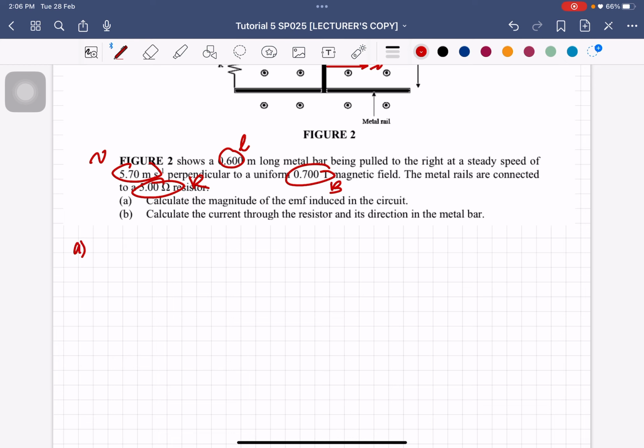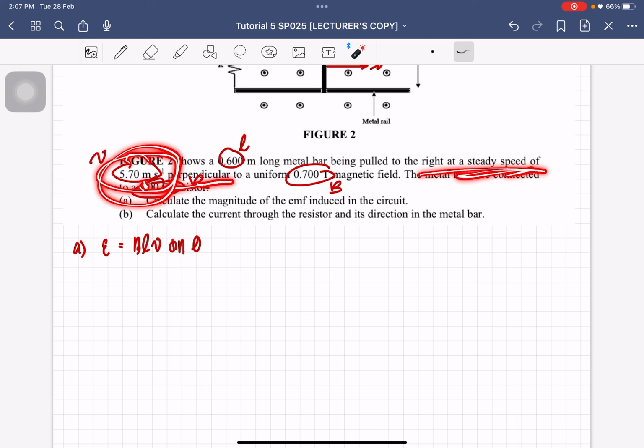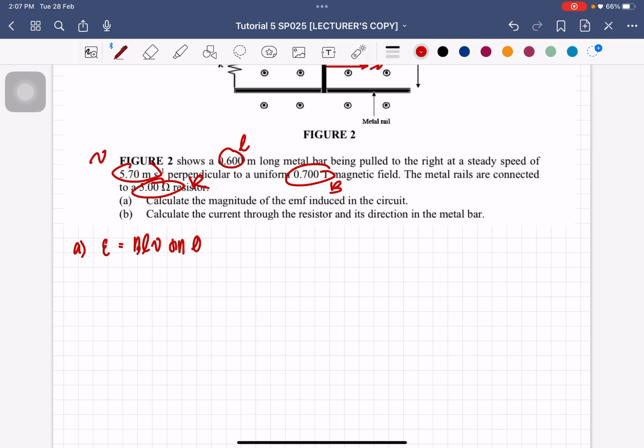Again, whenever they ask for induced EMF and you have velocity, we are going to use this equation here. So we have B, we have L, we have V. Now, what is the angle between B and V? So sekarang the question actually mentioned the angle. Dia cakap di sini, the long metal bar being pulled to the right at a steady speed of 5.7 meter per second perpendicular to a uniform magnetic field. So perpendicular means the angle between these two is 90 degree lah. So dapat sudah semua information that is needed.